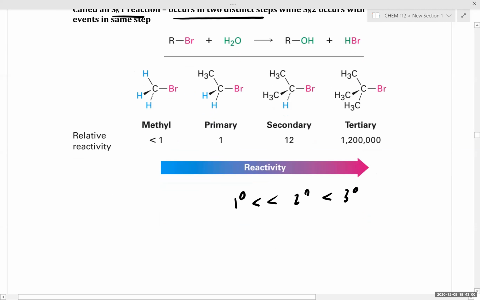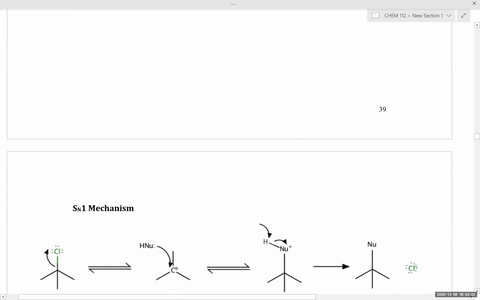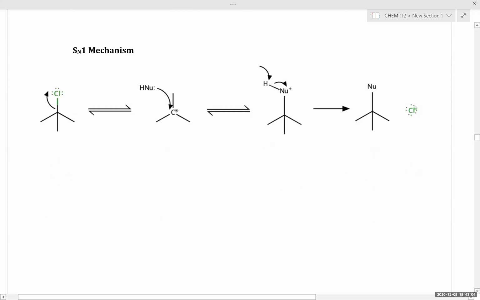Okay, so let's try to figure out why that is. And let's try to look a little bit at the mechanism. So the mechanism for the SN1 reaction occurs in two discrete steps. First, we have our loss of leaving group. And this is the rate limiting step. This is the slowest step in the process. Now, once we have our carbocation intermediate, in our second step, we have the attack of our nucleophile.